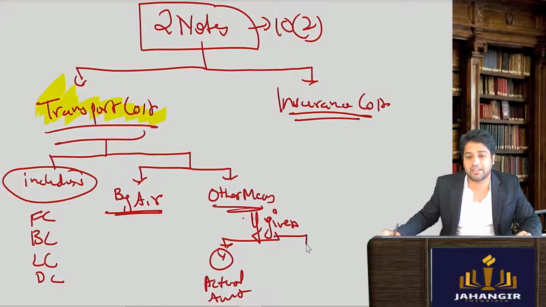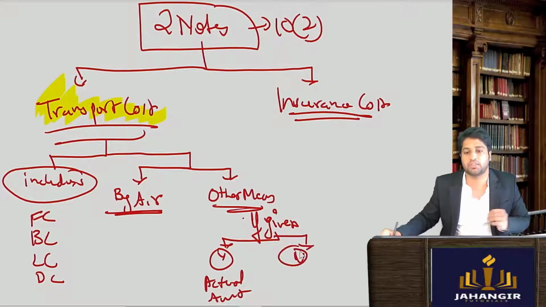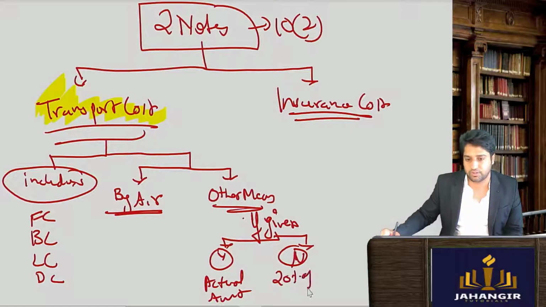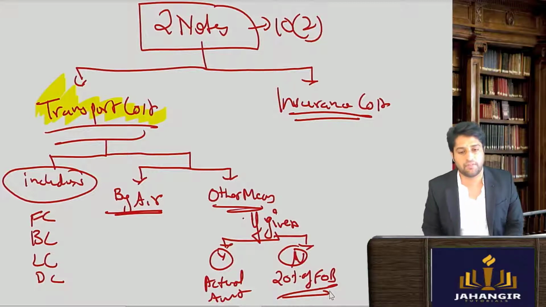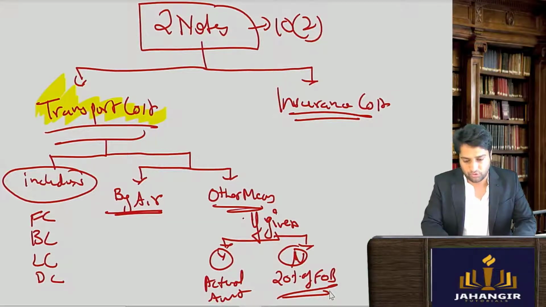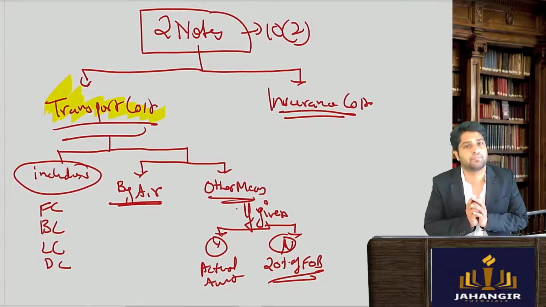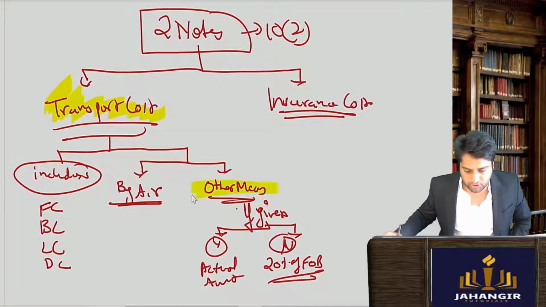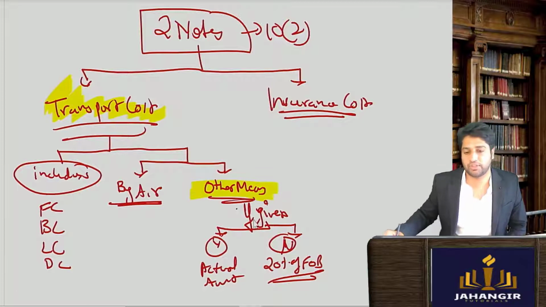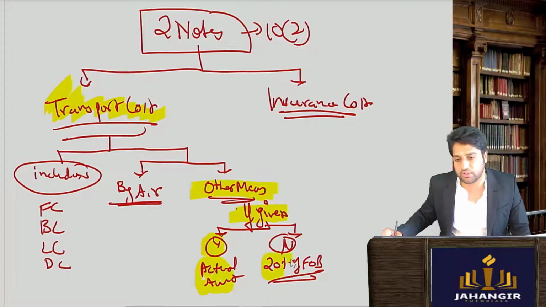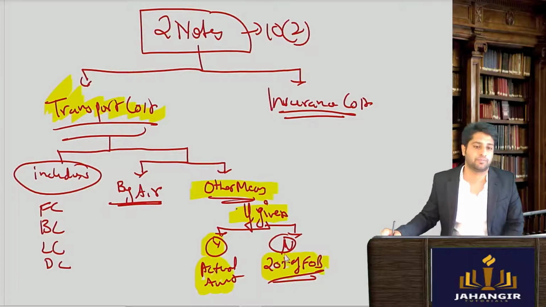And if they are silent in the question, it is not given, only what is the transportation cost, then you will take 20% of FOB value, free on board, which we will see how to calculate. Up to here clear? So if the transportation is not by air and the transportation cost is given, that this much expense was incurred, you will take the actual amount. If it is not given, then you will take 20% of the FOB value.